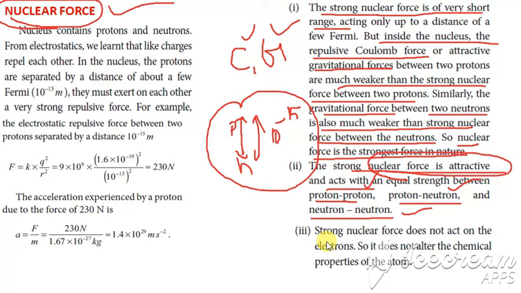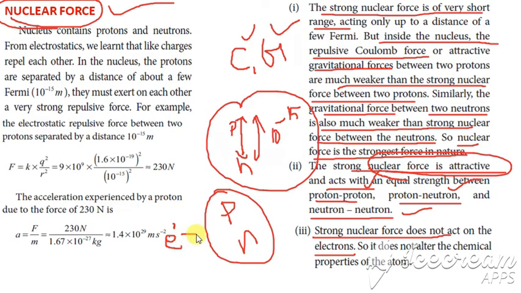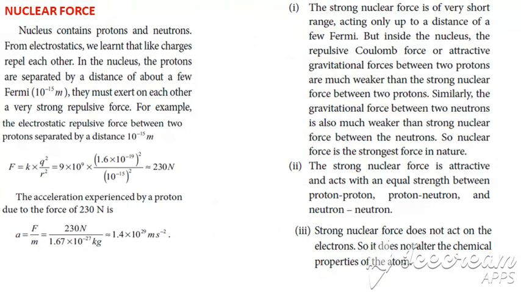Then the next point is that the strong nuclear force does not act on an electron. எப்போவுமே strong nuclear force proton and neutronக்கு நடுவில் மட்டும்தான், electron மேலே அது act ஆகாது. So it does not alter the chemical property. So chemical property எதுவுமே alter ஆகாது. Okay, so that is the third point.